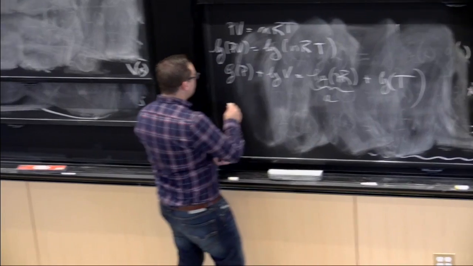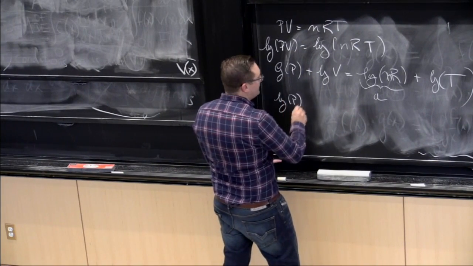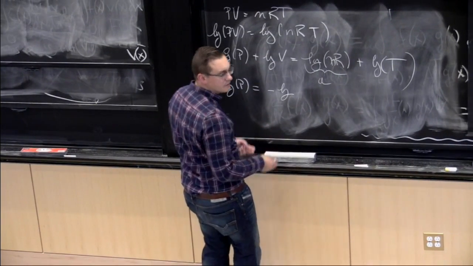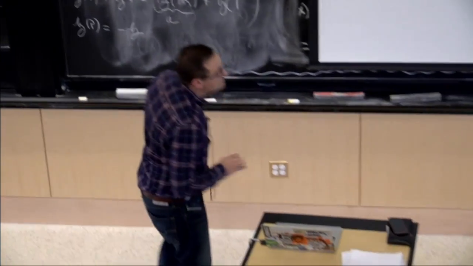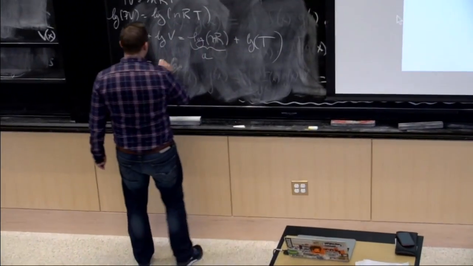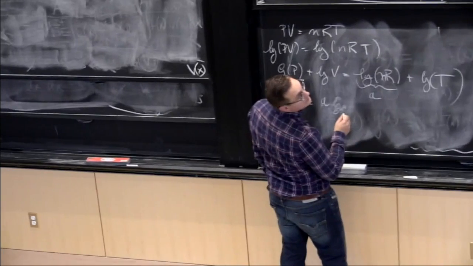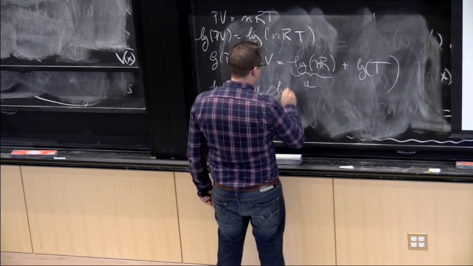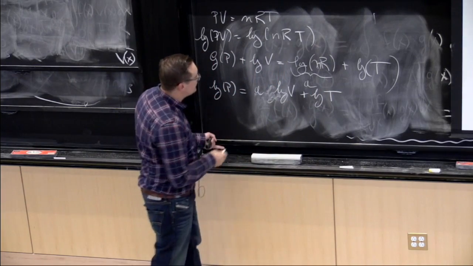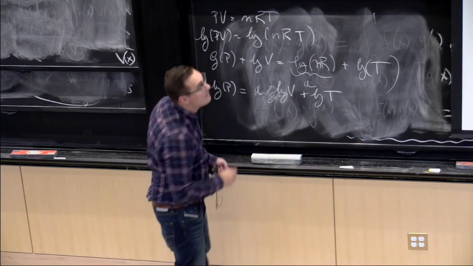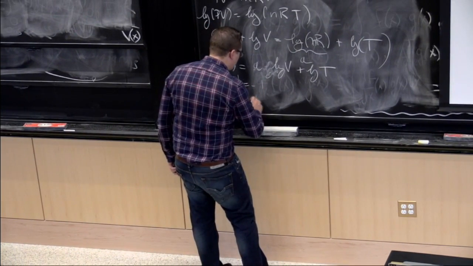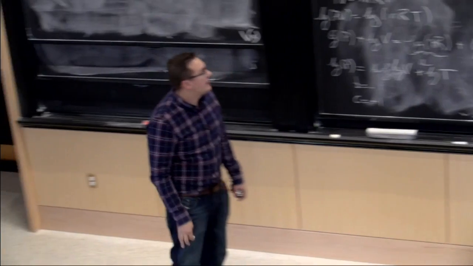And then that means that log P is equal to A minus log V plus log T. Okay? And so in particular, if I write B equal to -1 and C equal to +1, this gives me the formula that I have here.